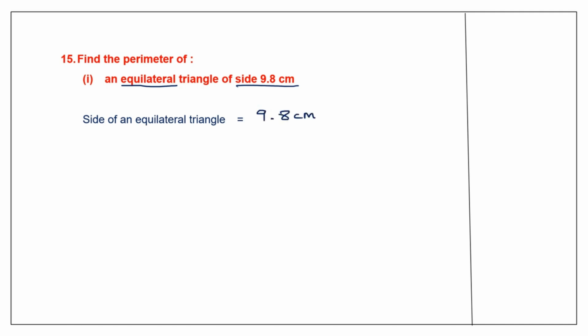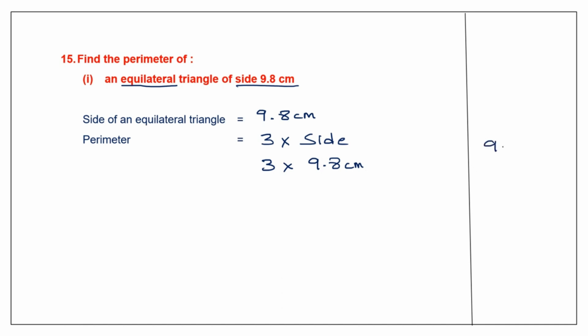Now we have been asked to find the perimeter. So perimeter of a triangle or of any shape is the sum of its sides, isn't it? You add up all the sides. You know a triangle has three sides, so we have to add up all three sides. And this is an equilateral triangle, so all three sides are the same. So you have to add up 9.8 plus 9.8 plus 9.8 three times. So instead of adding it three times, we can say 3 into side. That means we just multiply it once, 3 into 9.8 centimeters.